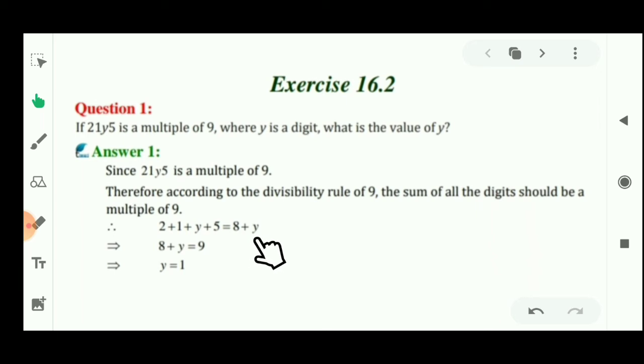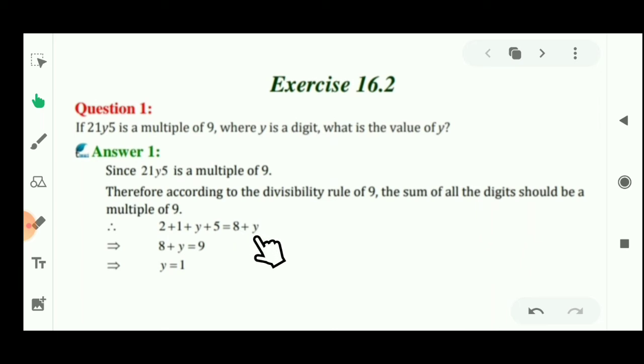Students, if we put the value of y as 1, that means 8 plus 1, which is 9. So 9 is a multiple of 9. So what will be the value of y? That means 1.